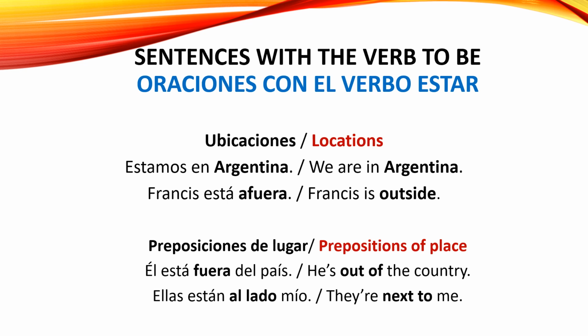Francis está afuera. Francis is outside, so outside indicates location. Also, we use the verb estar when we talk about prepositions of place, preposiciones de lugar. For instance, él está fuera del país. He is out of the country. If you notice, the bold word fuera is a preposition of place.